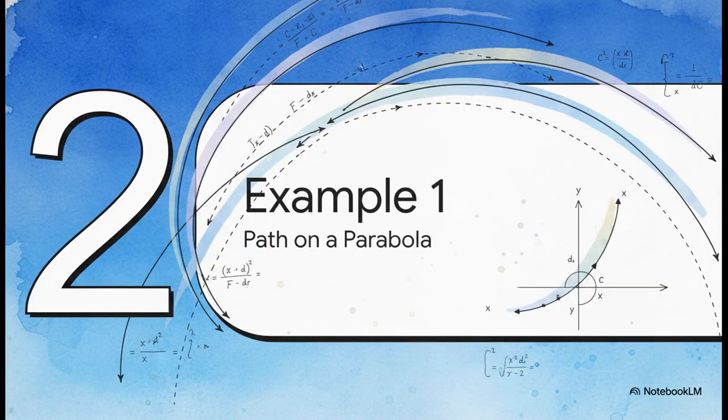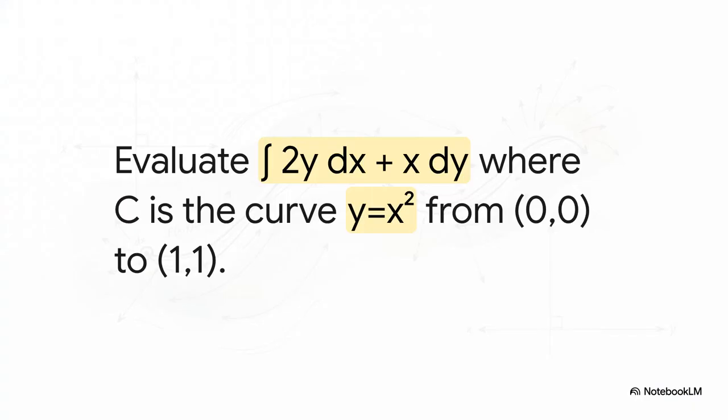All right, let's put our recipe to the test. We'll start with a classic example, a path along a nice familiar curve, a parabola. So here's our problem. We need to evaluate the integral of 2y dx plus x dy, and our path, c, is the curve y equals x squared, starting from the origin, 0, 0, and ending at the point 1, 1.